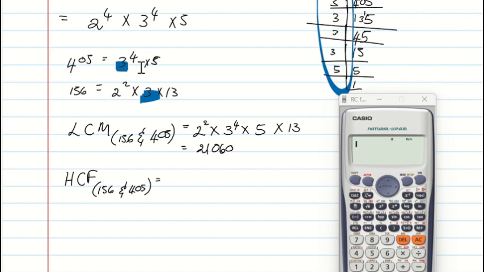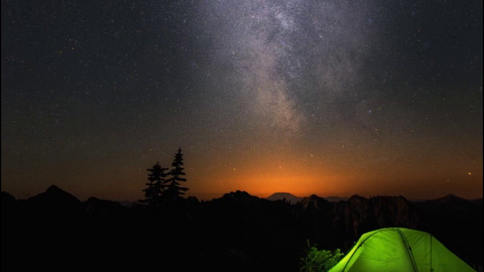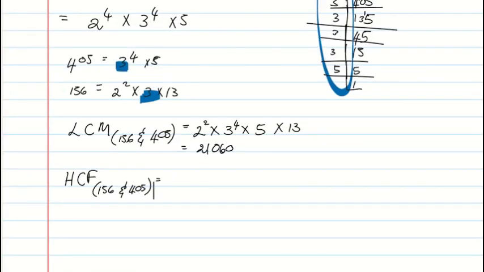And what did we say? We're only going to write down the factors that are the same. And then we're going to use the one that has the lowest exponent. Between 4 and 1, what is the lowest exponent? 1. So that's why our answer is 3. So the LCM is 21,060 and our HCF is 3. Moving on now to the next question.